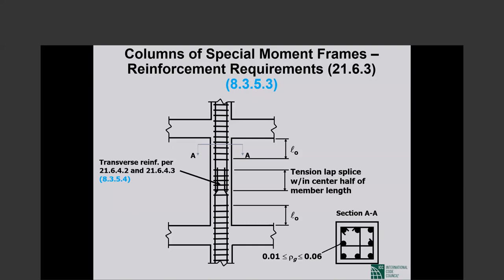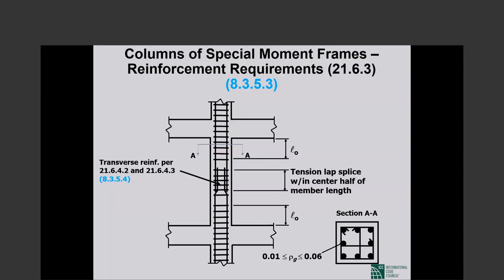Okay, the column transverse reinforcement. Remember, every other bar laterally supported by a corner of a tie or a cross tie. That transverse reinforcement has to continue from the lower column into the upper column through the joint. That is not discontinued at the soffit of the beam. It goes through the joint.